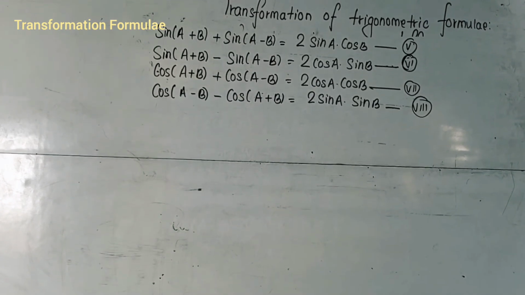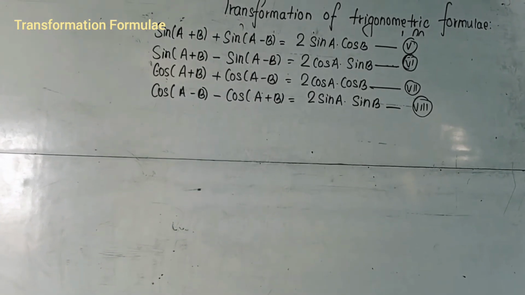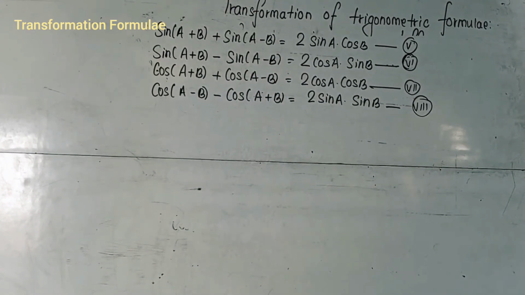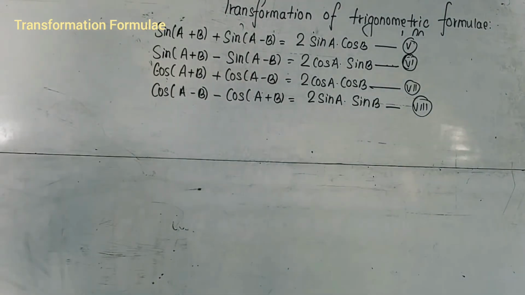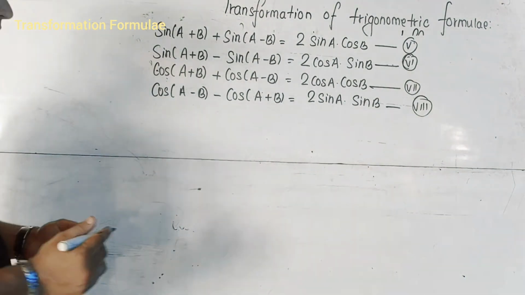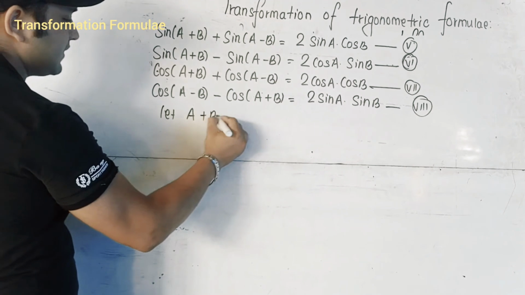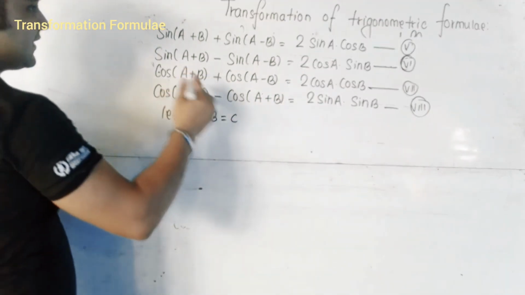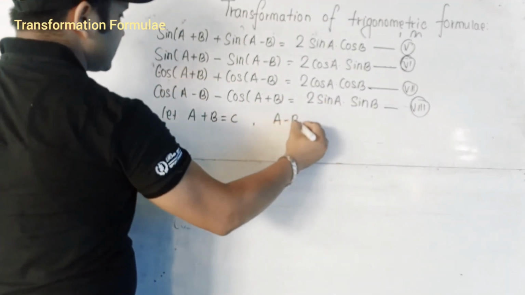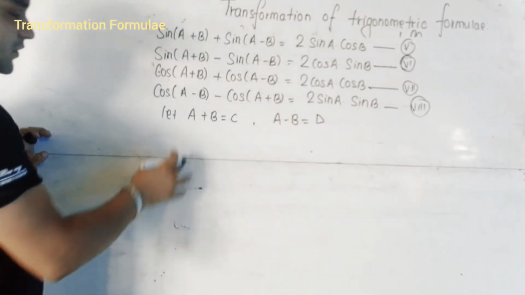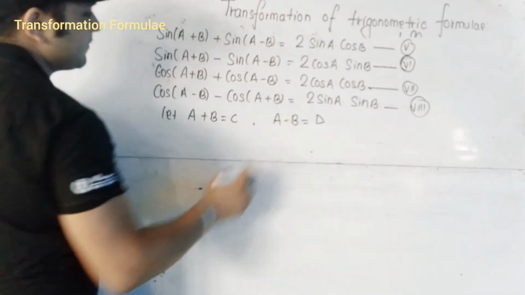We are going to form the equation in transformation in product form. So let us start the problem. Transformation in product form. Before deriving the formula, let us suppose that a plus b is c. We suppose a plus b as c, and we suppose a minus b as d.